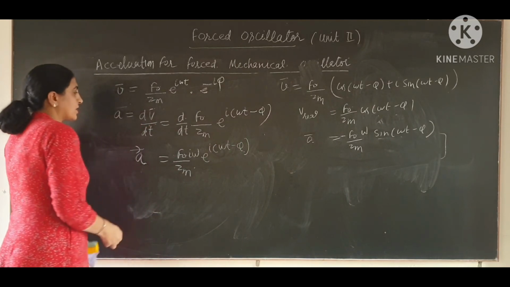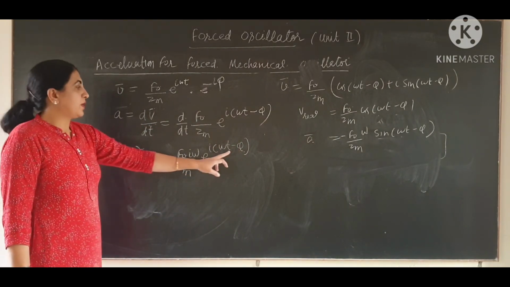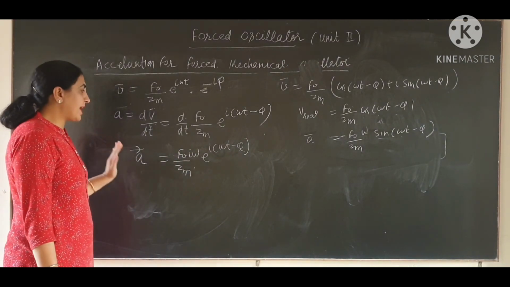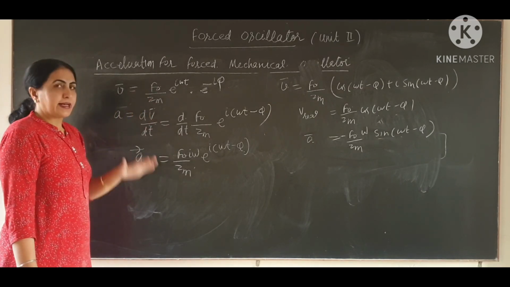So this is acceleration. Now what is the phase difference between acceleration and force? Here it is pi by 2 plus phi. So this is the phase difference between acceleration and force. So this is all about velocity and acceleration.